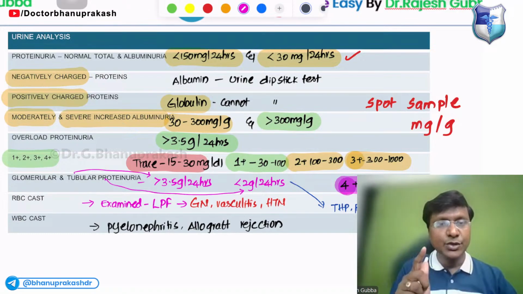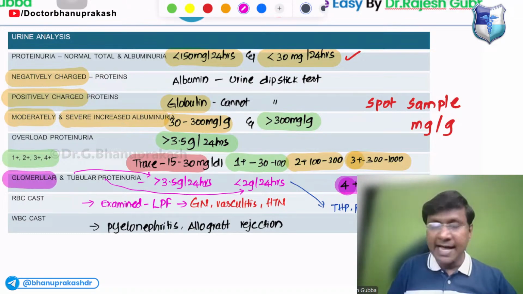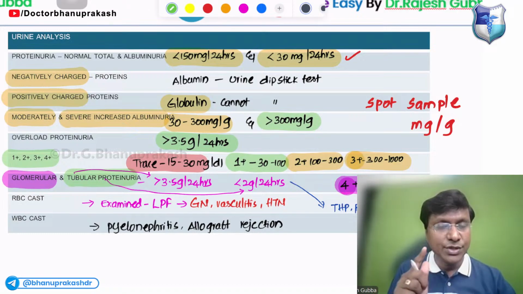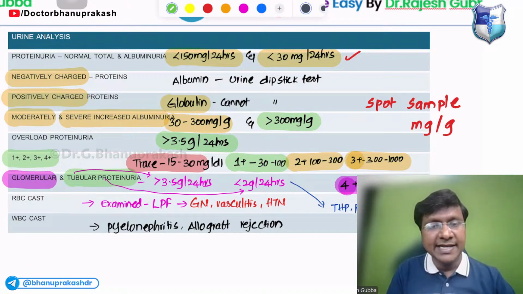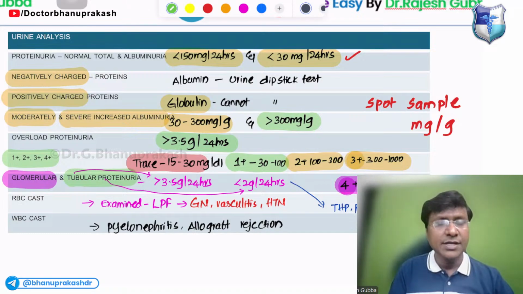So in this way, in the urine dipstick test, you have 1 plus, 2 plus, 3 plus, 4 plus, as well as the trace. Now, proteinuria can happen due to glomerular pathology, or due to tubular pathology also. What will be the quantity of glomerular proteinuria? More than 3.5 grams per 24 hours. What is the quantity when there is tubular proteinuria? Less than 2 grams per 24 hours. Okay, so that is the difference between glomerular and tubular proteinuria. So this completes the discussion of proteinuria.